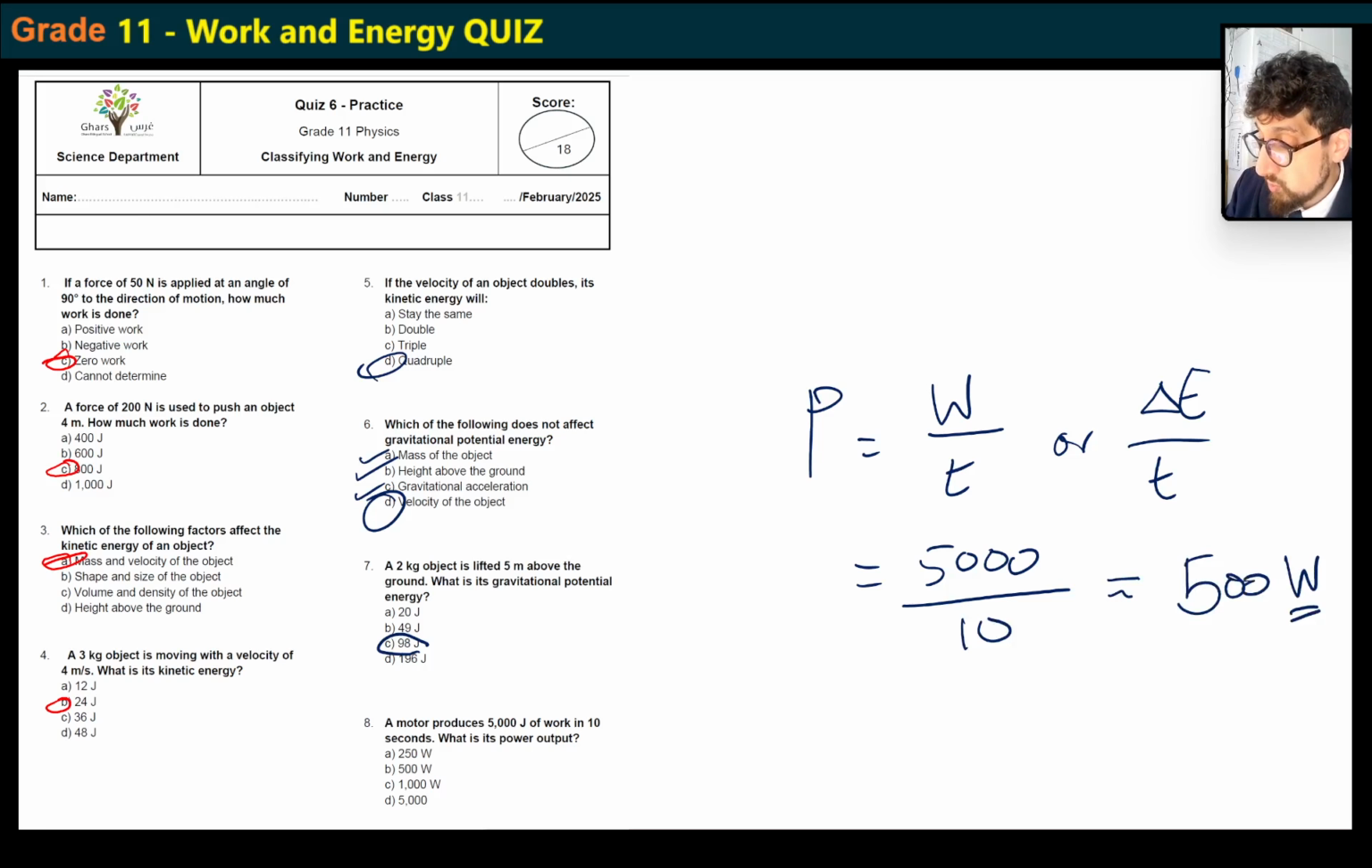Now this W is different to this W. This one is work, and it has a unit, which is joules. This W here is a unit itself, and it stands for watts.